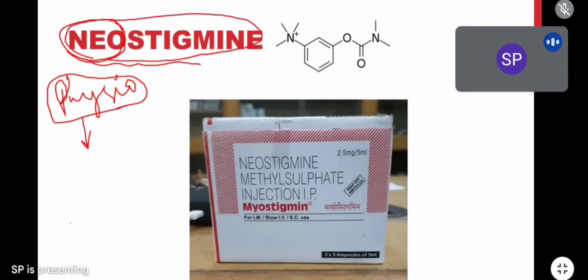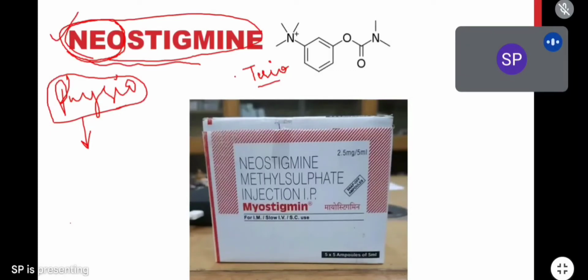So neostigmine is a tertiary ammonium compound which is synthesized in the laboratory. So it is a semi-synthetic form. Neo means new. It was made new from physostigmine. That's why it is called semi-synthetic. Okay, neostigmine is a semi-synthetic form and it is a tertiary compound.